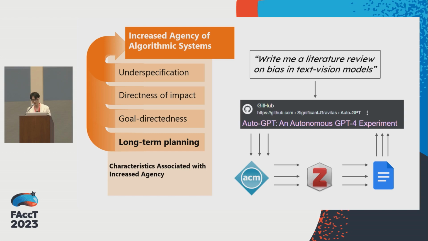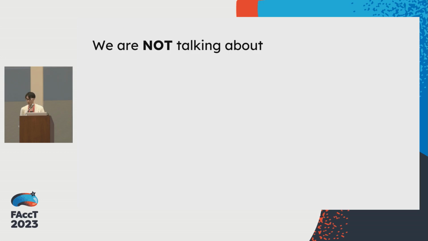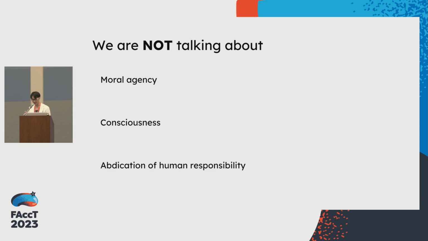Okay, so now I'm going to address one of the elephants in the room, this term agency, right? When we use the term agency, I want to be really clear that we're not talking about moral agency. We're not talking about consciousness. We're focusing on a particular behavioral characteristic of AI systems. And finally, we're not talking about the abdication of human responsibility when we use the word agency.